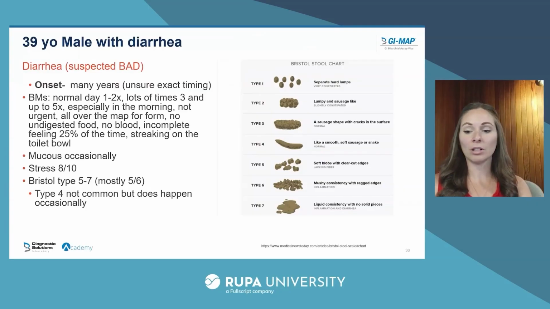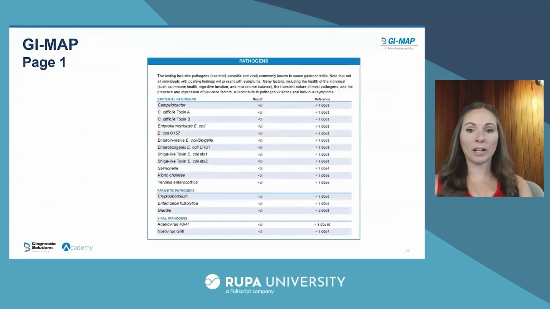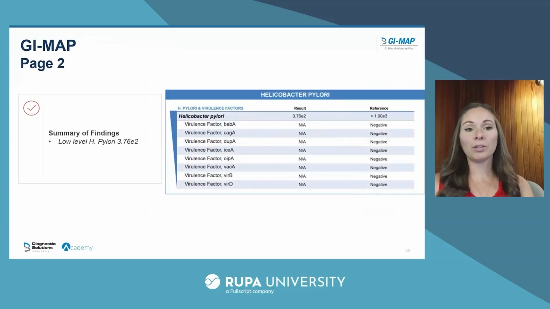So let's take a look at the test results. So page 1 of the GI map, no pathogens. We have a low level H. pylori here. This could be commensal. It's not the top of my mind of things that I'm focusing on for this patient, but it is there in the back of my mind.